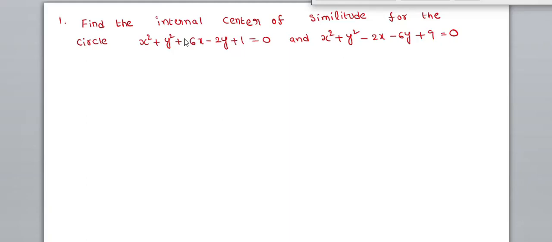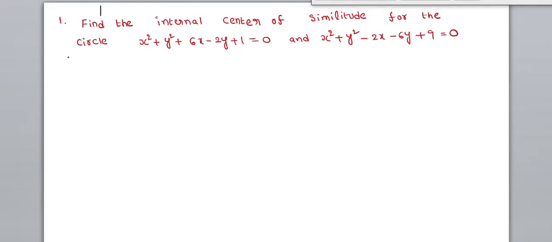Find the internal center of similitude for the circles x square plus y square plus 6x minus 2y plus 1 equal to 0 and x square plus y square minus 2x minus 6y plus 9 equal to 0. So the internal center of similitude is the point P. P divides internally in the ratio R1 is to R2. Okay.